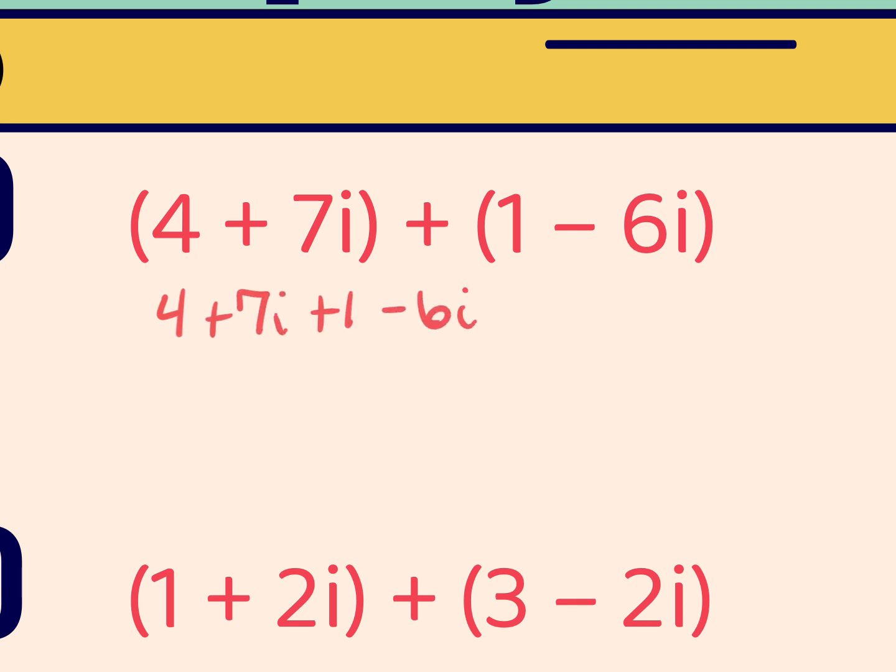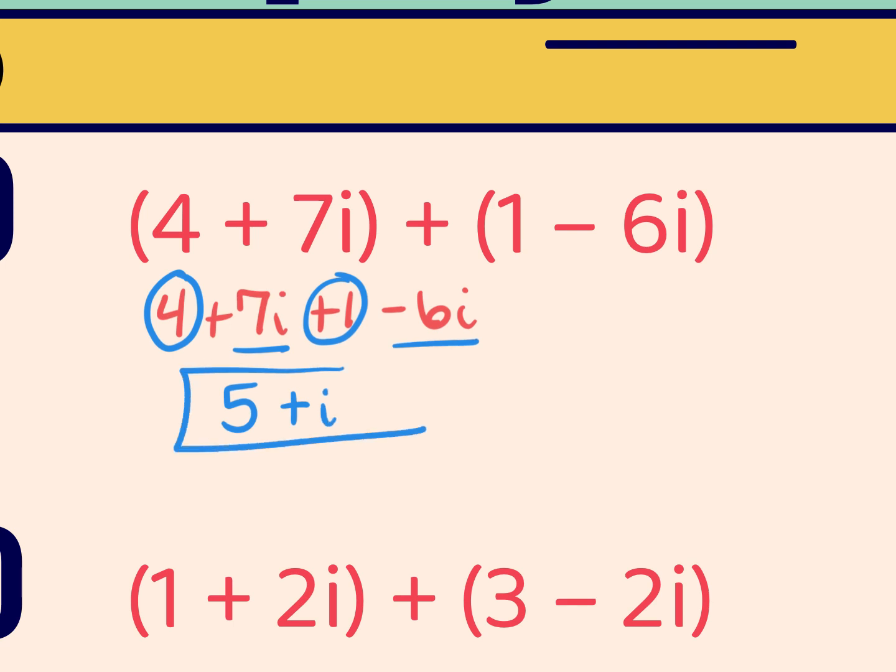And what did I say at the beginning? I'm going to say to you guys, real with what? So I'm going to say 4 and a positive 1. That sign that's in front stays with it. So what's 4 plus 1? 5. Good. And then imaginary with imaginary. What's 7i minus 6i? Just i. So it's a positive or negative? Yeah. So it's going to be, if you want to put the 1 in front of it, go ahead, but you don't have to.